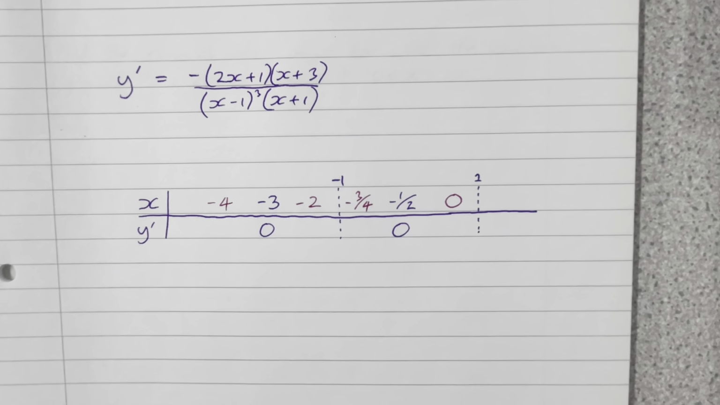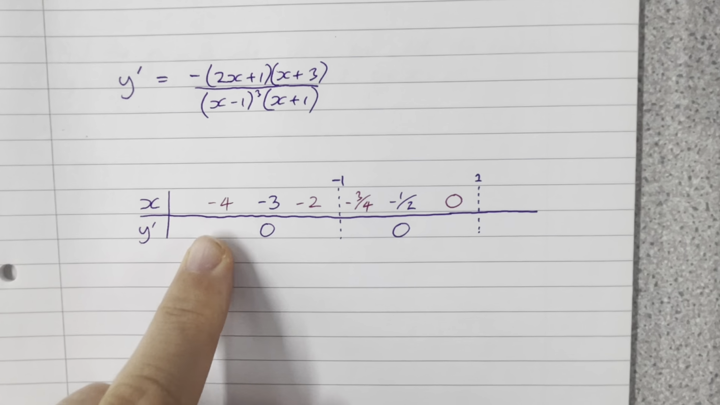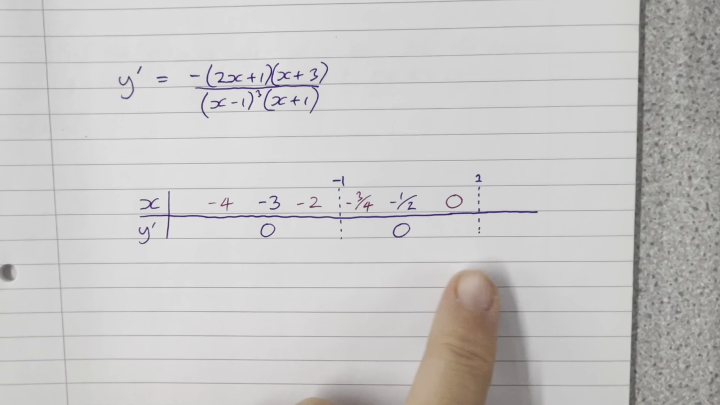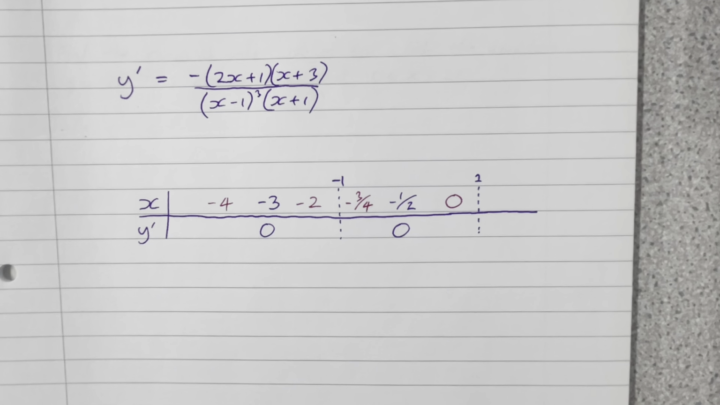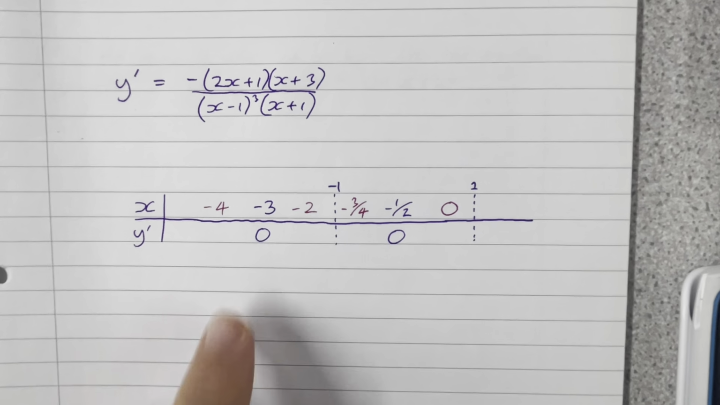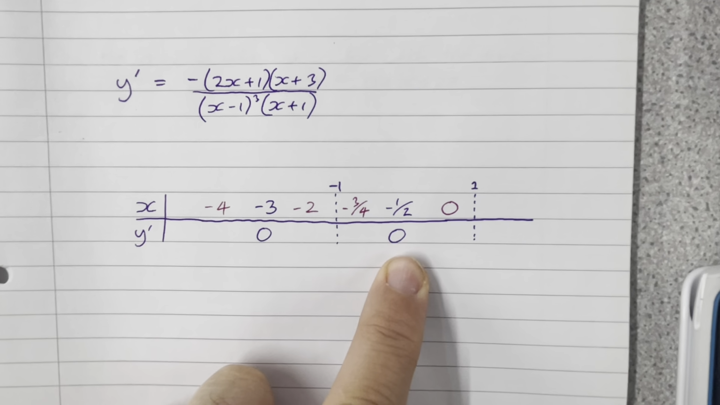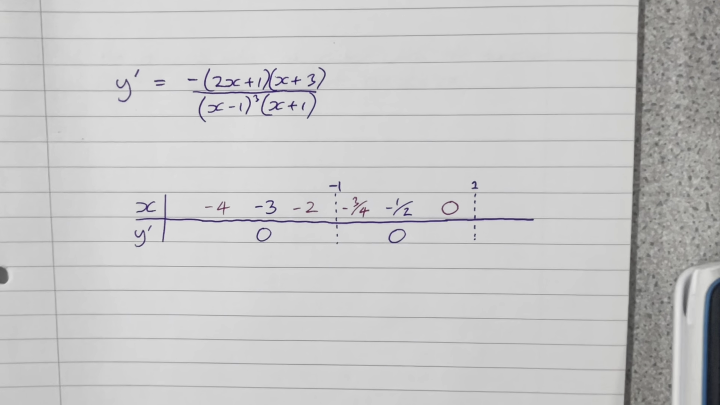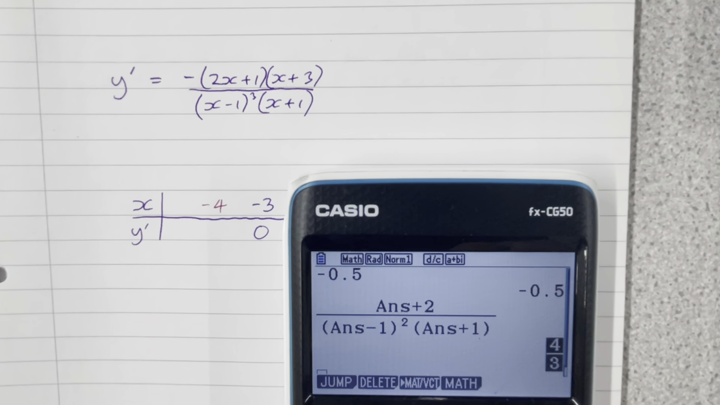Okay, and I'm looking for the value of the gradient at these 4 points, and that will allow me to kind of sketch out roughly the shape of the curve, which will confirm that this is a maximum and this is a minimum. So, in my calculator, I'm going to go into table mode.